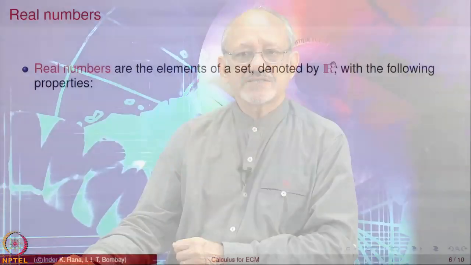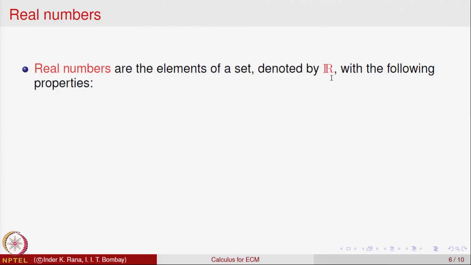So, real numbers are the elements of a set, and this set is denoted by script R. This is the English alphabet R with one additional line on the side to indicate that this is a special set, the set of all real numbers. It has the following properties. First of all, there are some algebraic properties associated with this set.